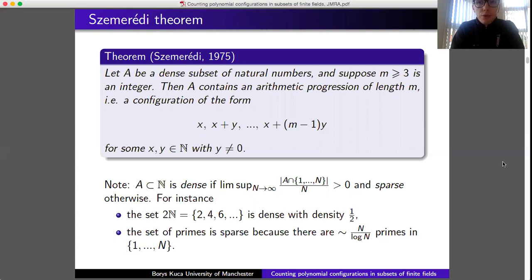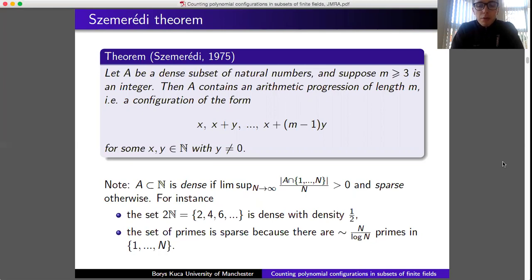Let me here recall what dense means. A subset of natural numbers is dense if it occupies a positive proportion of natural numbers. What this means is that the following lim sup is positive. Otherwise, we call a subset of natural numbers sparse. For instance, the set of even numbers is dense with density 1 over 2 because roughly every other natural number is even. By contrast, the set of primes will be sparse.